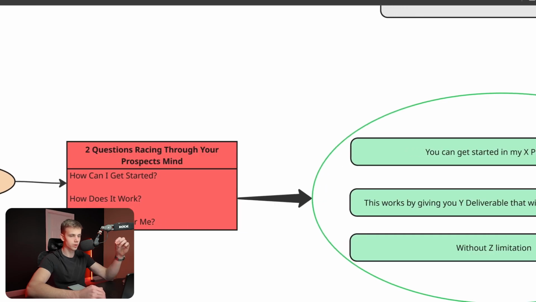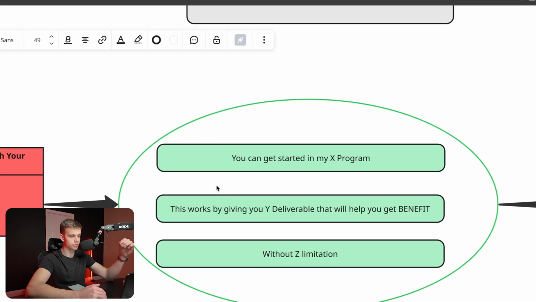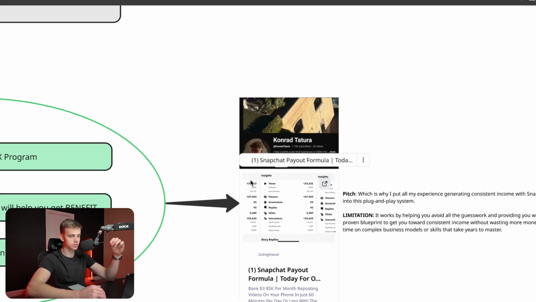I'm not like you. And the way we answer this and handle this is by telling them that they can get started in the program that you've created to help them start with this mechanism. This works by giving you Y deliverable that will help you get XYZ benefit, right? So that's how it's going to work for them. And then we're going to remove the limitations to answer the question of, will this work for me? And I can show you how we did this with Conrad.